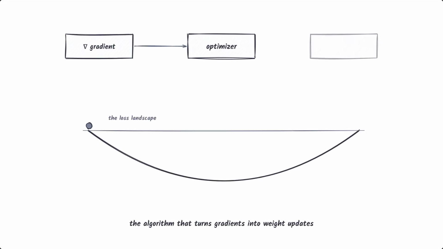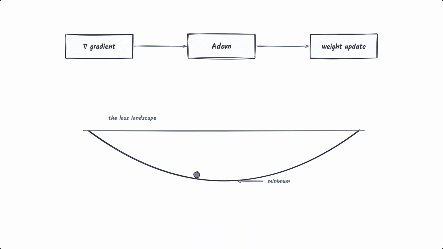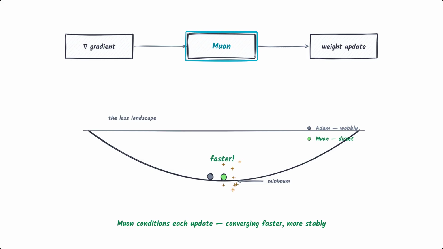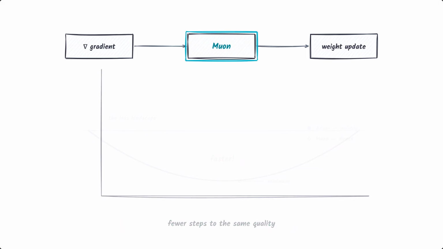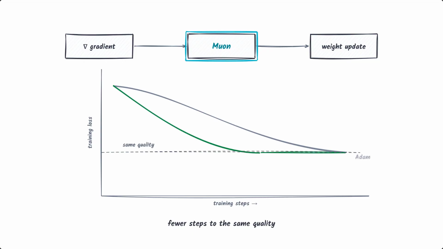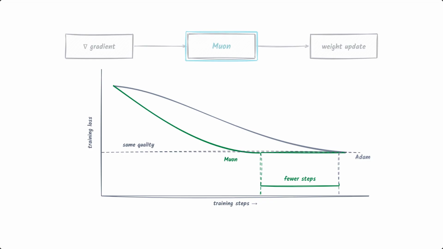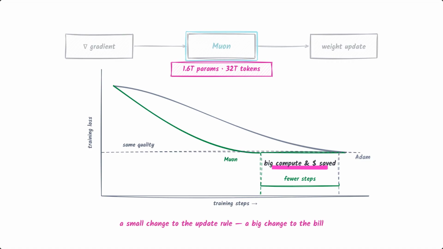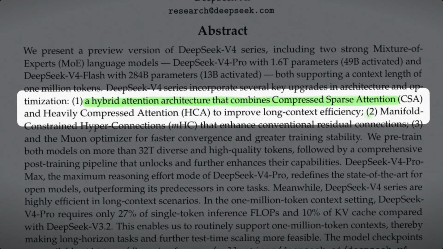The third upgrade is the optimizer, the algorithm that actually turns gradients into weight updates. For years, almost everyone has used Adam and its cousins. V4 switches to a newer optimizer called Muon, which conditions those updates more carefully, and in practice converges faster and trains more stably at this scale. Faster convergence means fewer steps to reach the same quality, and on a model with over 1 trillion parameters trained on 32 trillion tokens, that's a very large amount of compute and money saved. A small change to the update rule, a big change to the bill. The efficiency engine, in their words.